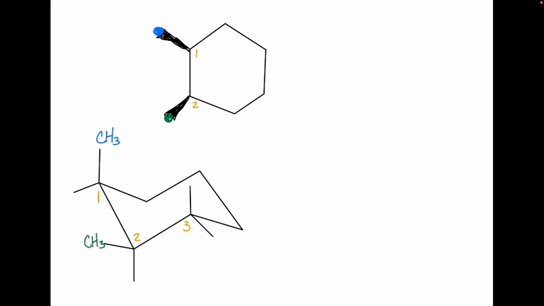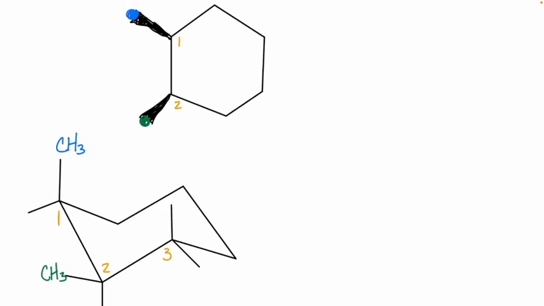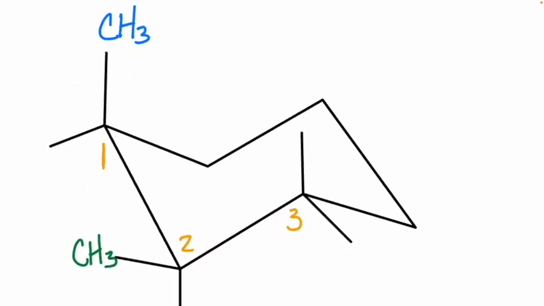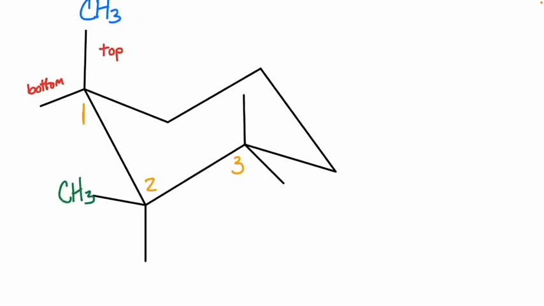So how do I know where to put it? Both of these are wedges. So this is pointed up, and this is pointed up. If I go to carbon 1, this is my top bond, and this is my bottom bond. My topmost bond is in the axial position. But if I move to carbon 2, my topmost bond is in the equatorial position, and it's the bottom one in the axial position.